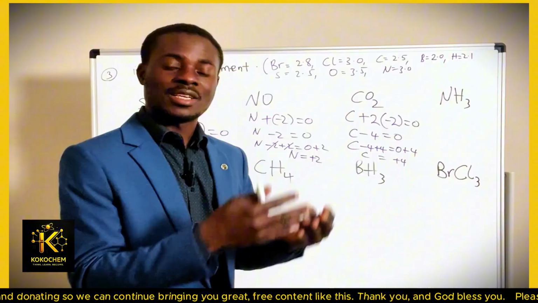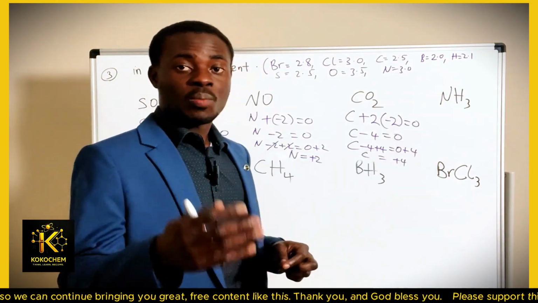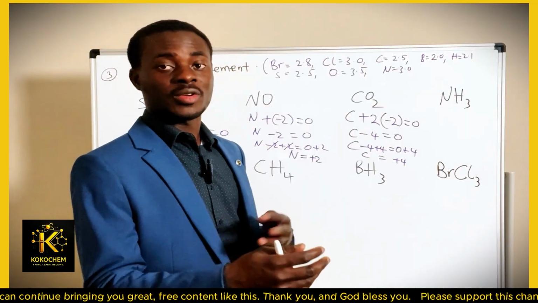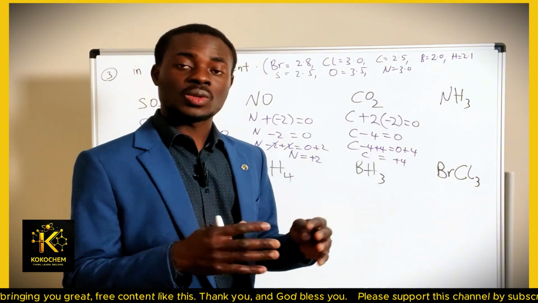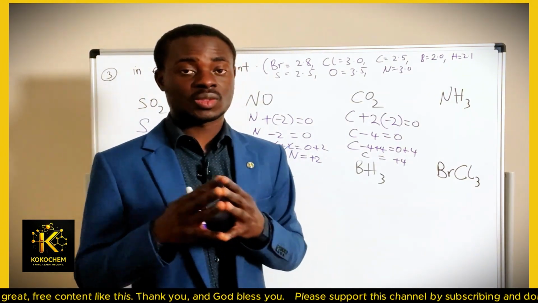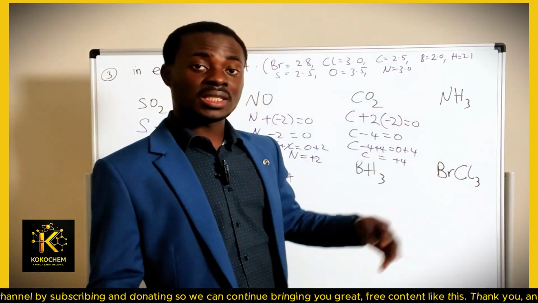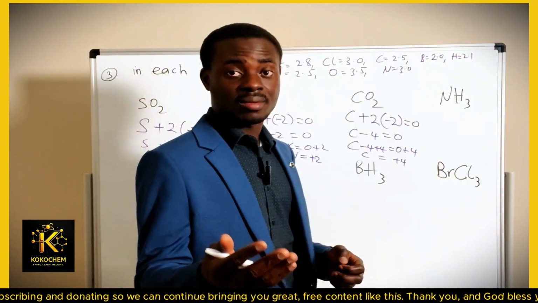Oxygen is -2. Okay? How about NH3? Pause the video and let's solve it. So we get the same answer. Anytime hydrogen is bonded to a non-metal, hydrogen will have an oxidation number of plus 1. Okay? Nitrogen is a non-metal, so the hydrogen oxidation number is plus 1.